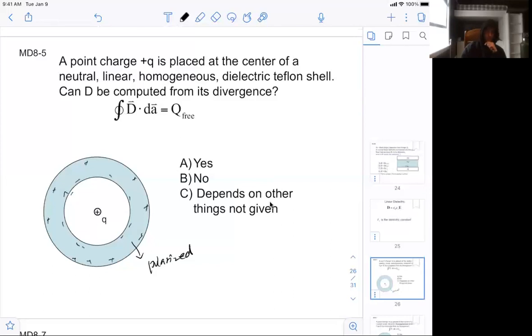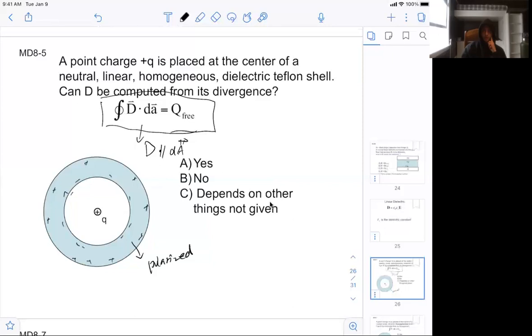And can you find your D using this equation? Let's look at this. Can we find D using this equation? Which means we need to have the proper symmetry. We need to know that D is in the same direction as your dA, parallel to your dA vector, so that we can get rid of the dot product.